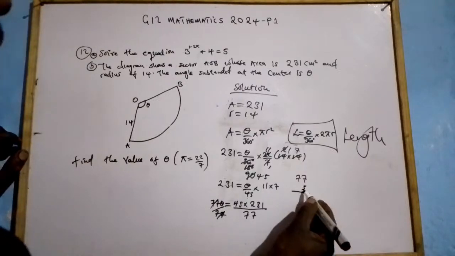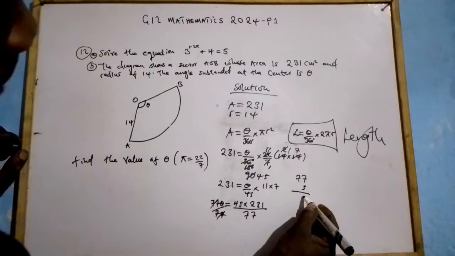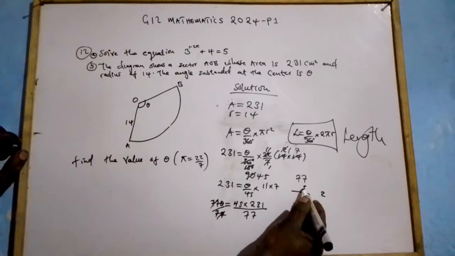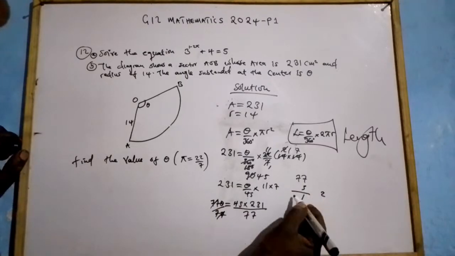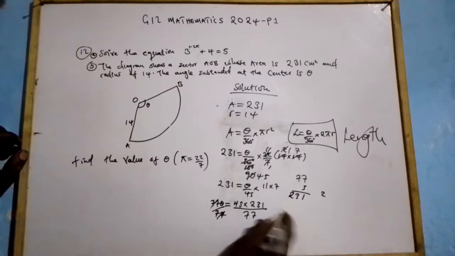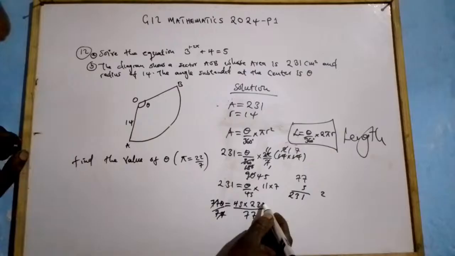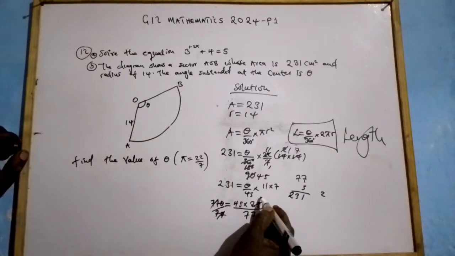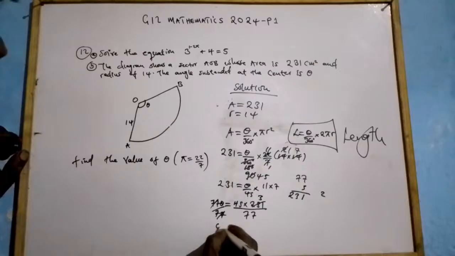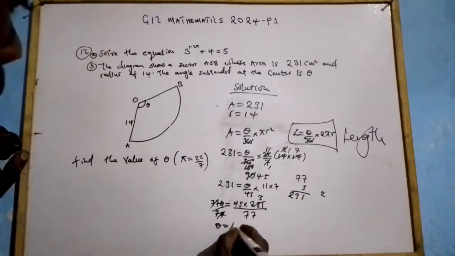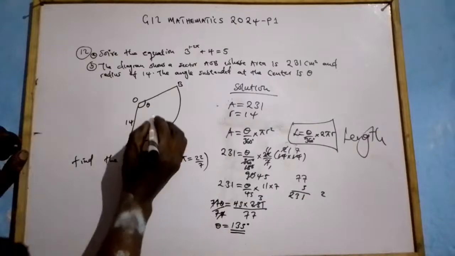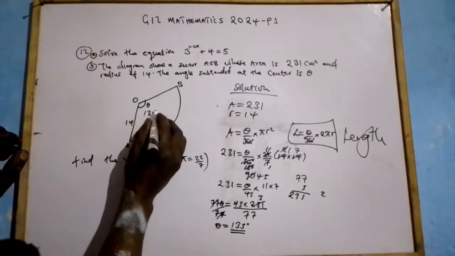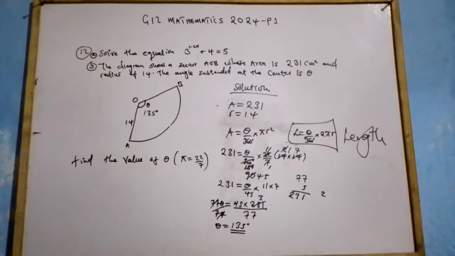3 times 7 is 21, which is 1, carry 2. 3 times 7 is 21, plus 2 is 23. So 77 into 231 is 3. So theta equals 45 times 3, which is 135 degrees. This is the angle, 135 degrees. This is where we end.